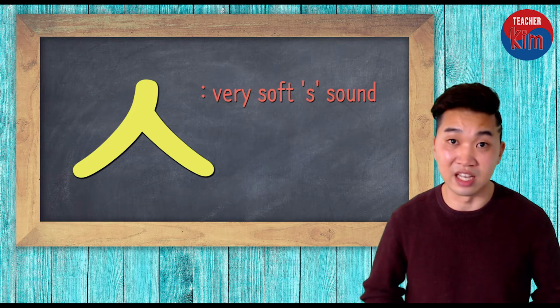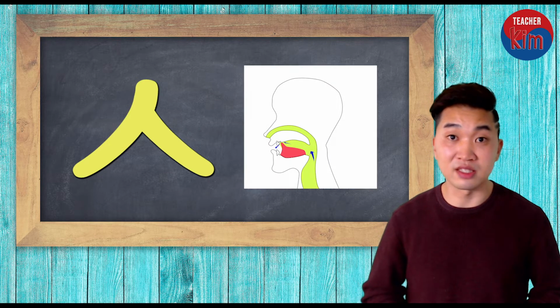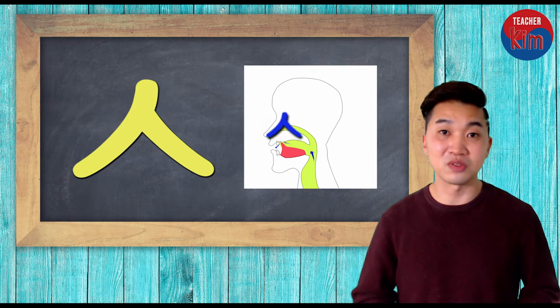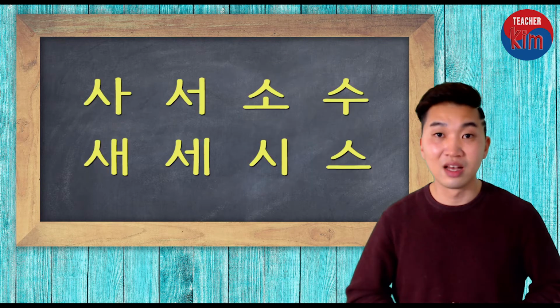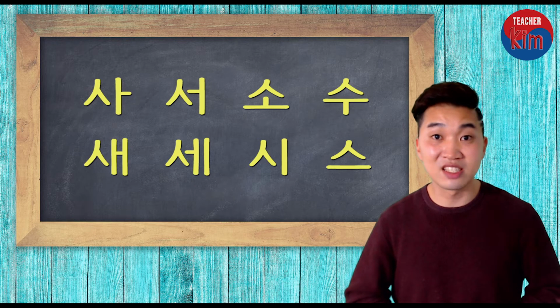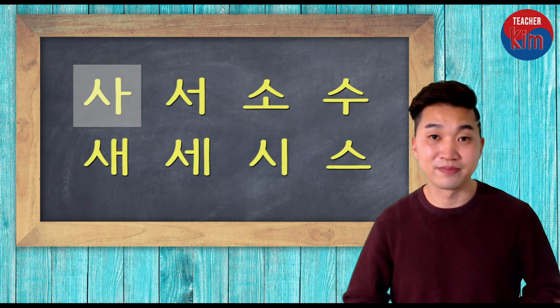very soft S sound. The mouth shape is like this picture. King Sejong symbolizes the shape of your teeth and tongue around your teeth. I will put consonant S to the basic vowels.